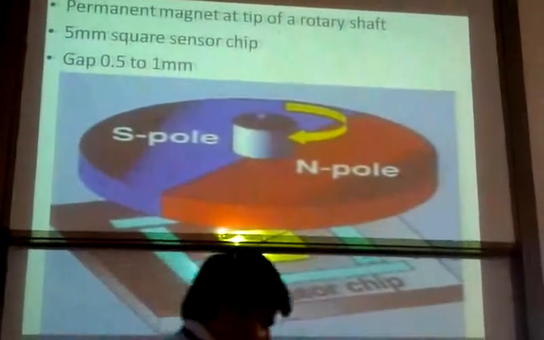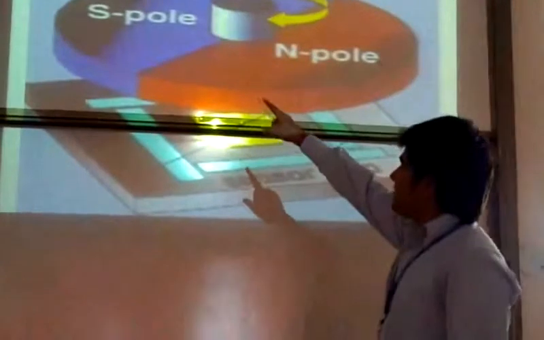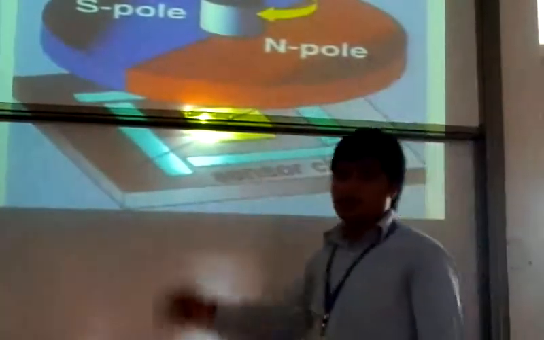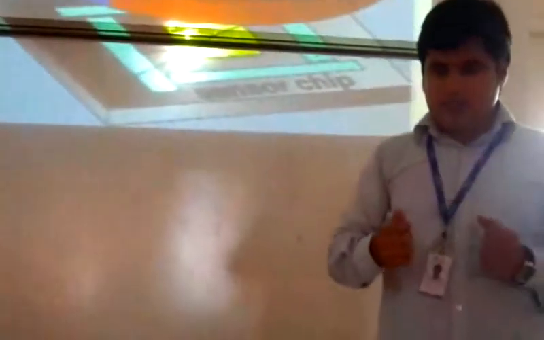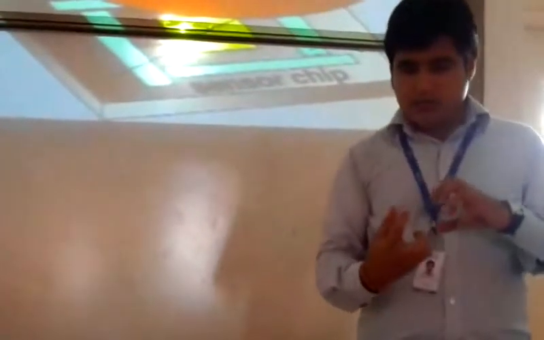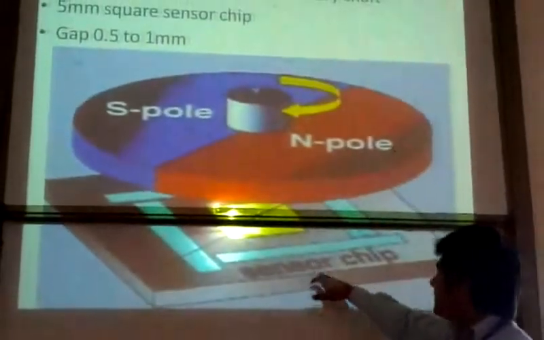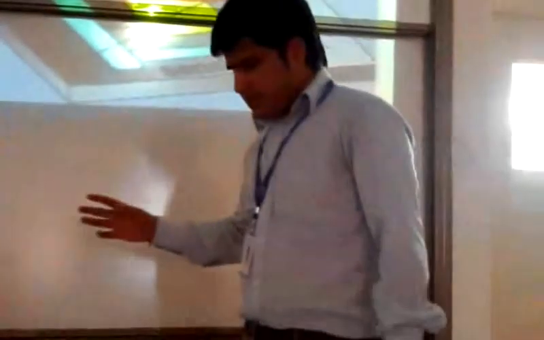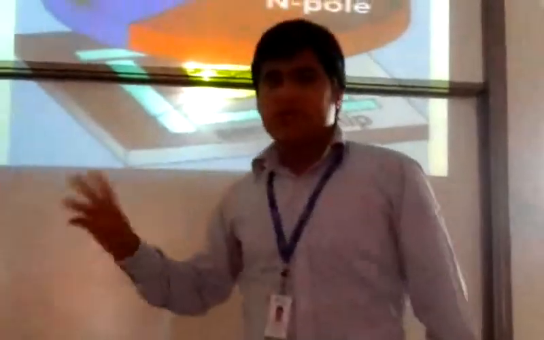This is the construction of the CMOS angle sensor. At the top, you see a permanent magnet. This is S4 and M4, which is connected directly to a rotary system, for example, a steering system. When we connect the permanent magnet directly to the steering system, it rotates according to the movement of the steering. Then, just perpendicular is the sensor chip. It has a maximum length of 5 mm, and the distance between the permanent magnet and the chip is nearly 0.5 to 1 mm.